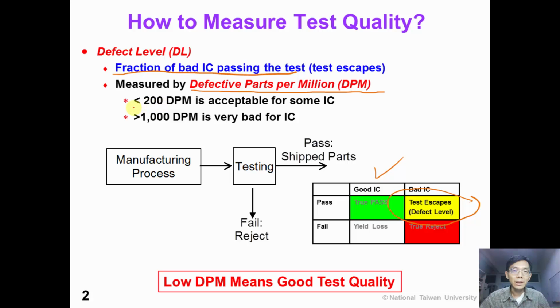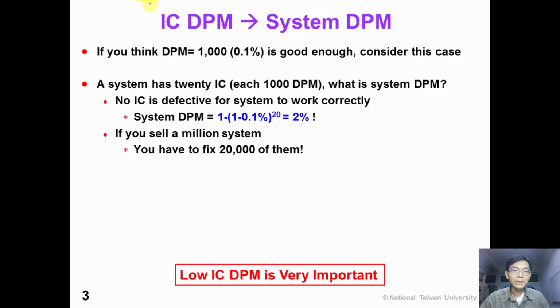Typically, if the DPM is less than 200, it's considered acceptable quality. If the DPM is larger than 1000, it's considered very poor quality. So, in summary, low DPM means good test quality. If you think 1000 DPM, which is 0.1%, is good enough, then consider this case.